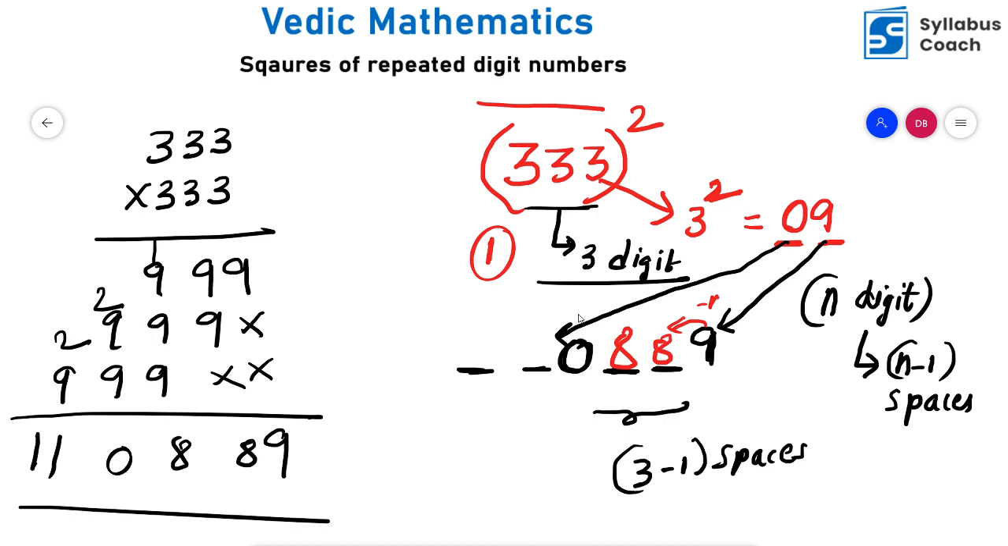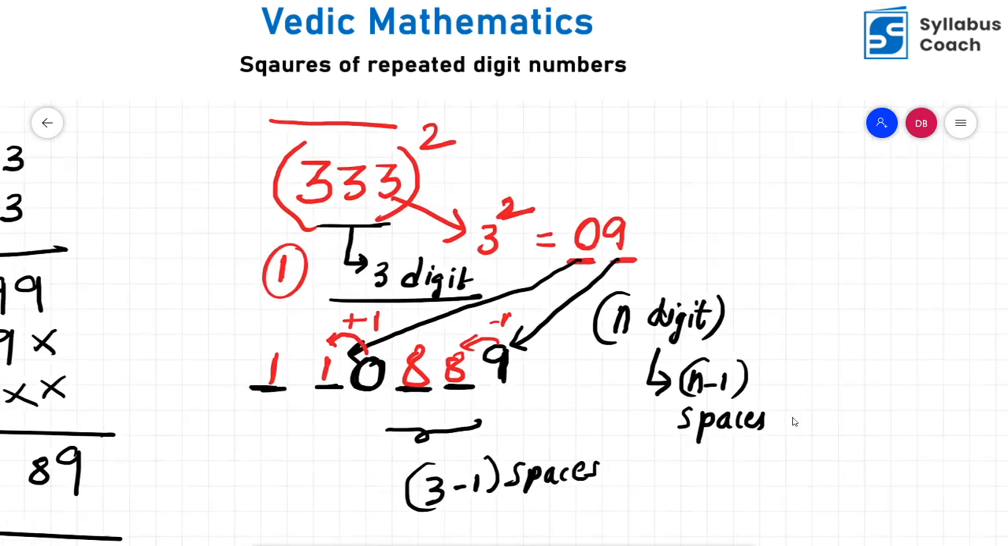And now from here, increase by 1. So it is 1 and 1. So the answer to this question is 1, 1, 0, 8, 8, 9. Isn't it? I'll explain this example again so that it will be more clear for you.